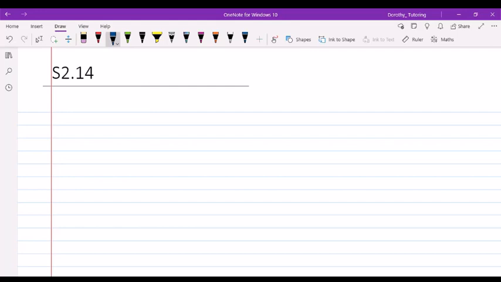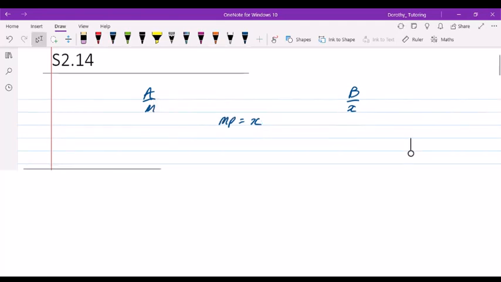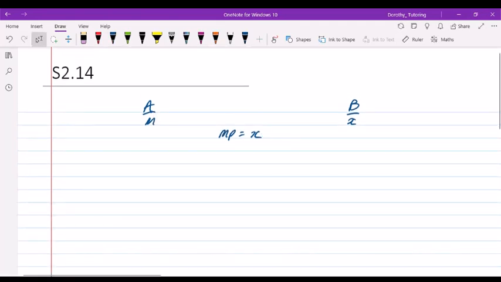So what's this question asking us to do? I've got my A and I've got my B, and I happen to like writing out my A and B. If you don't want to do it, then don't do it like that. But let's have a look. And this question is telling me MP equals X. What? It sounds a bit nebulous, a bit niche.